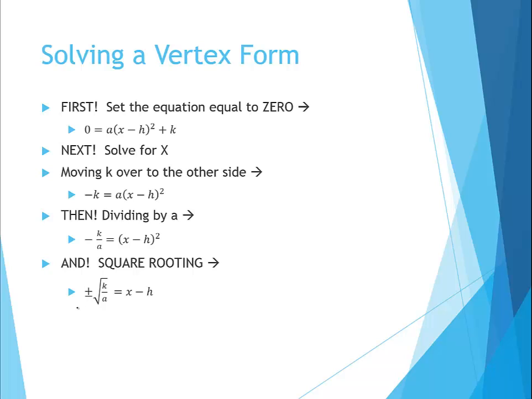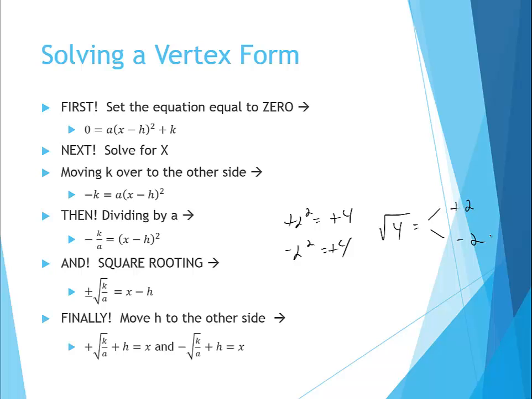Here's an example. If we have positive 2 squared, that'll give you positive 4, as well as negative 2 squared gives you positive 4. So if you do the opposite and you square root 4, then you'll get two answers. You'll get a positive 2 as well as a negative 2. All right, cool. After that, we have one more thing. We have the minus h that we need to get rid of. The opposite of minus h is add h. So add h to both sides, and we'll have two answers: a positive plus h equals x, and a negative plus h equals x.